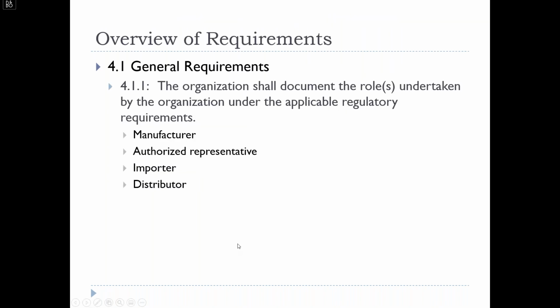Okay, now we get into the normative requirements against which you're audited. And when we talked about documenting an organization's role under the applicable regulatory requirements, this is the slide that has more information. So the organization is required to document the role undertaken by the organization under the applicable regulatory requirements. Potentially they could be a manufacturer, an authorized representative, an importer, or a distributor. And this is why I felt it was so important to define those terms.